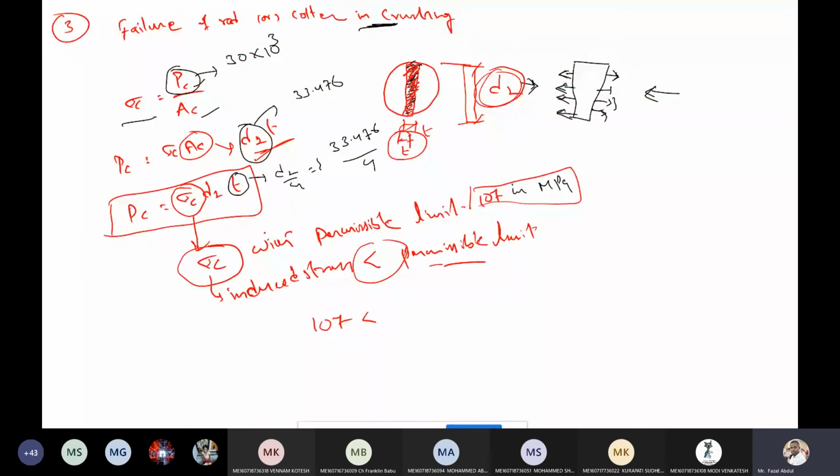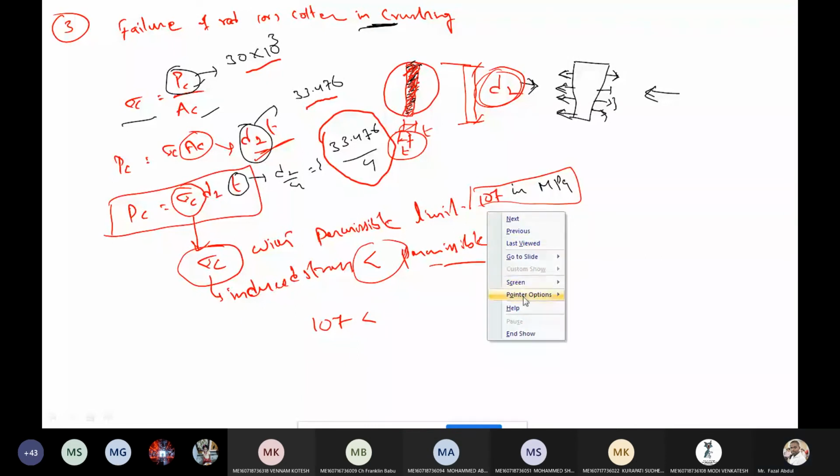Somewhere we did the mistake. What is that? 13 into 10 to the power of 4. Okay, and this is the one, 33.476. And how much is this one? Separately tell this T value. Otherwise, you tell the correct value of sigma C. Recheck again, then tell me the sigma C value. Recheck again, tell me the answer.